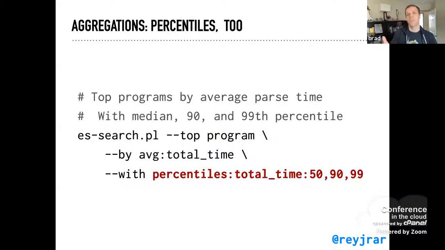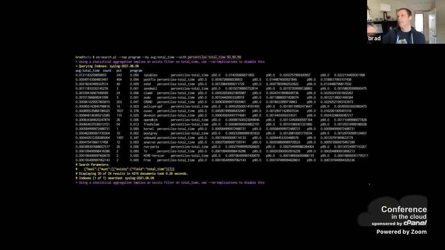But of course, if you are a fan of statistics, you know that descriptive statistics do not stop at average, min, and max. And percentiles are a much better way of viewing data. So here we can specify percentiles of the total time and then add a third parameter, which are the percentiles we want to see. In this case, the median, or 50, 90, and 99. And then we get that data as well. So we can get a better sense of the shape of the data.